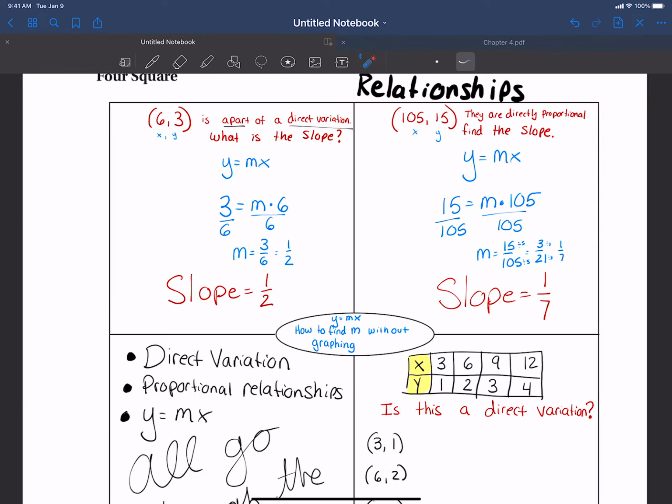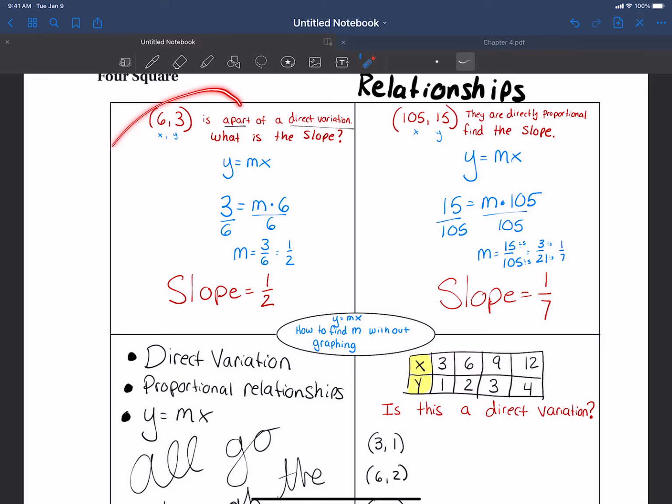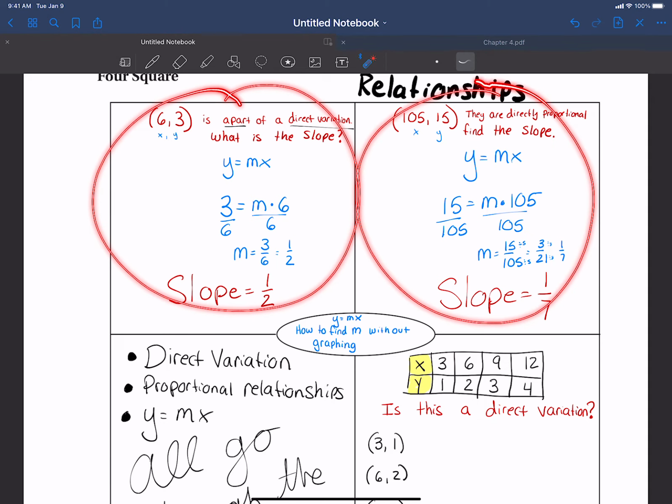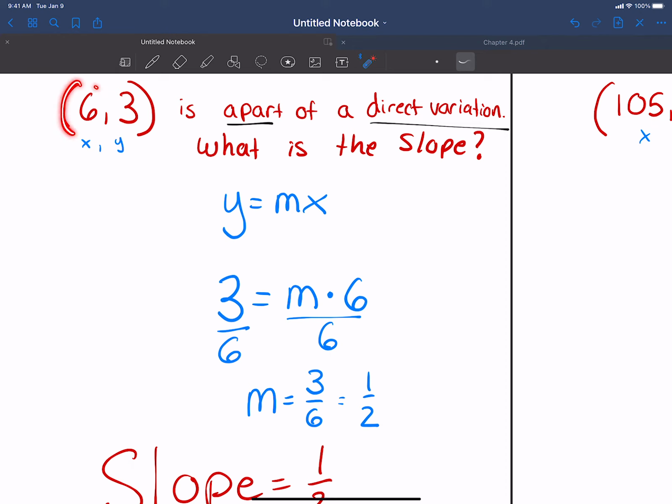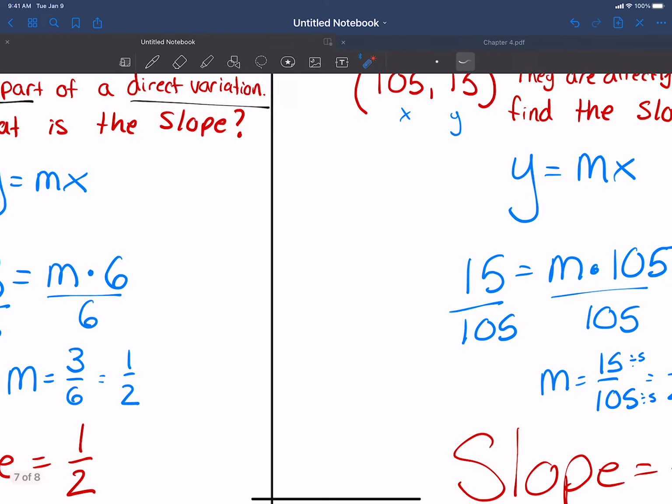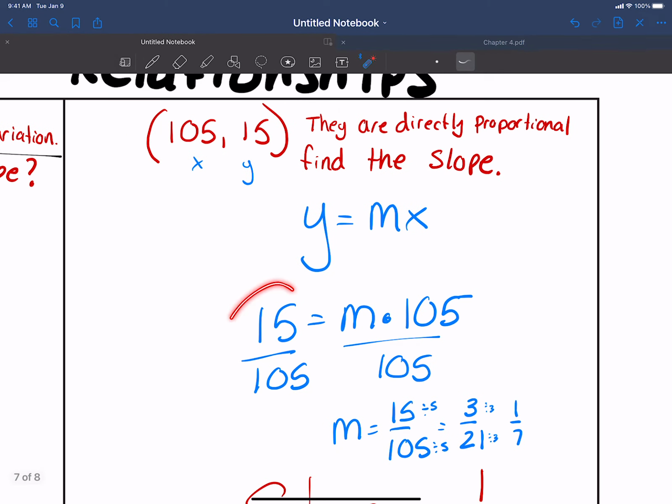However, I had two students notice something while we were doing these example problems, and I wonder if you guys noticed it too. Let's look at the first example problem real quick. The point 6 comma 3, what ended up being my fraction? 3 over 6, before I reduced it, right? We're talking before the reducing. It was 3 over 6. Isn't that the y over the x? Okay, let's look over here and make sure it's the same thing. We had 15 over 105. Isn't that the y over the x?